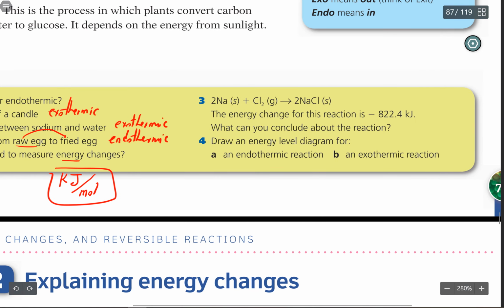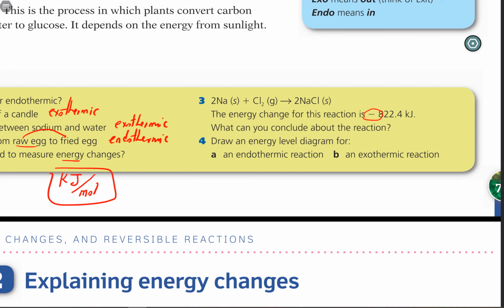Question number 3. 2Na reacts with Cl2 to give 2NaCl. The energy change for this reaction is minus 822.4 kilojoules. What can you conclude about the reaction? The first thing that we can conclude is that the reaction is exothermic, based on this minus sign that we have here, because the negative shows that energy is released during this reaction. So by the reaction of sodium and chlorine, 822.4 kilojoules of energy is released.